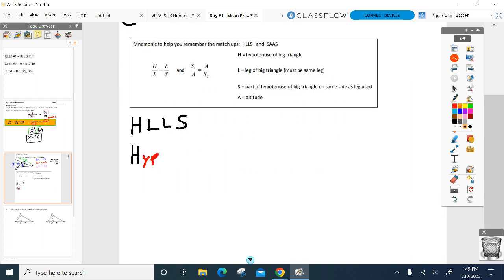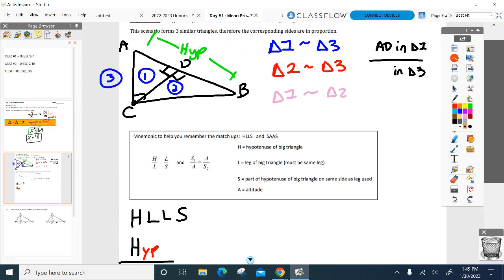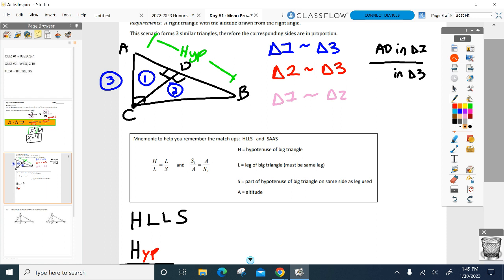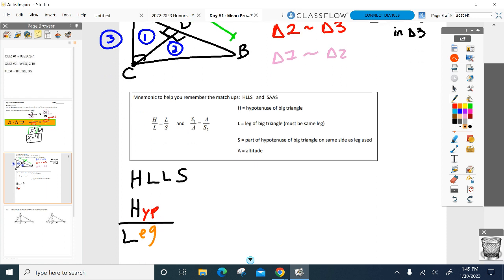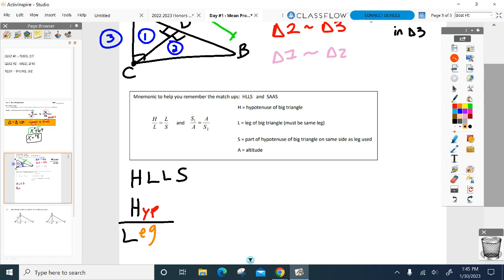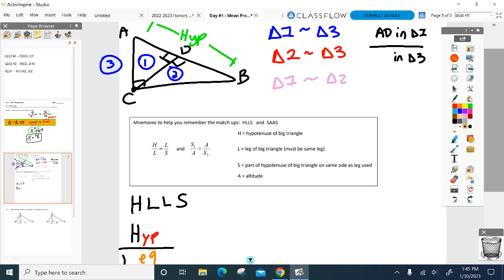Over L, which stands for leg. Well, there's a lot of legs in this diagram, right? Which one are we talking about? The one in the big right triangle again. Hypotenuse belongs to the big right triangle. Leg in HLLS belongs to it. So which 2 could it be? AC or BC. Which one do you use?